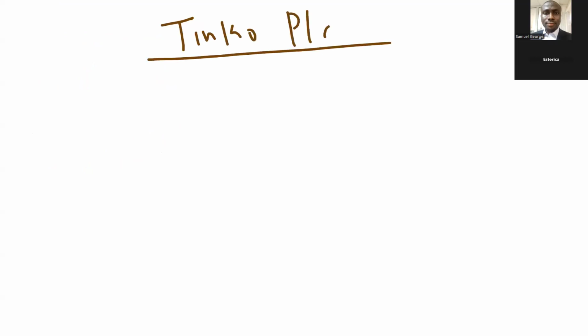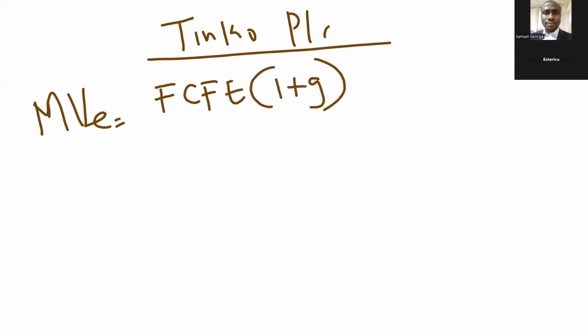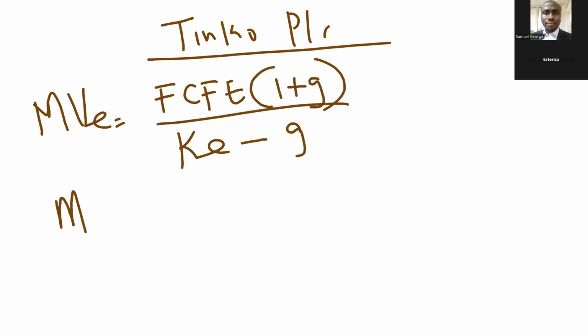Okay, for this, we have TP, Tinko PLC. Market value of equity is equal to free cash flow to equity times 1 plus g, that is the growth rate in free cash flow, divided by Ke minus g. So the market value of equity would be, what's the free cash flow to equity? They said it is 153 million naira, growing at 2.5% per annum to infinity.